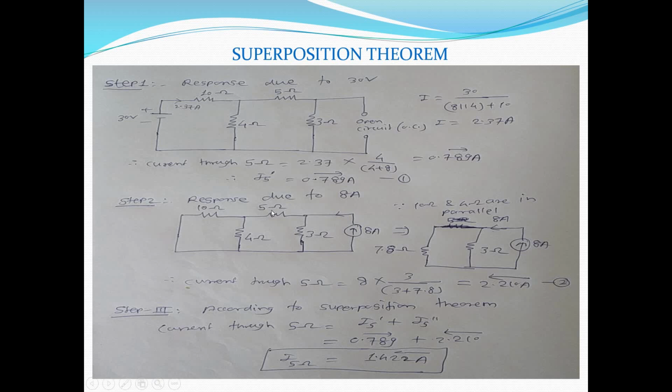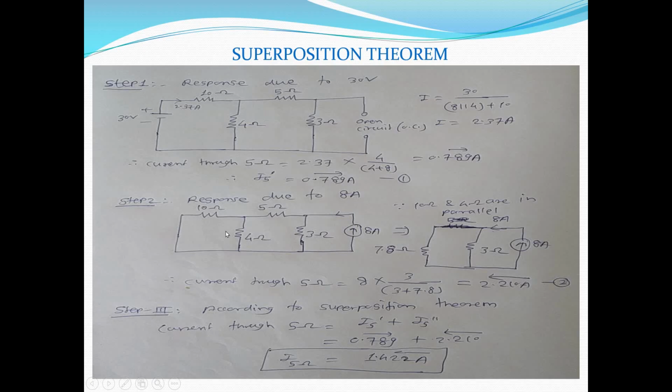Now in step 2, we'll find out the response due to the 8 ampere current source. So in this case, the first source, the 30-volt source, will be replaced by a short circuit. So we have redrawn the circuit here. Again we have to find out the current flowing through the 5 ohm. So what we'll do, we'll solve the circuit from the opposite side of the source.